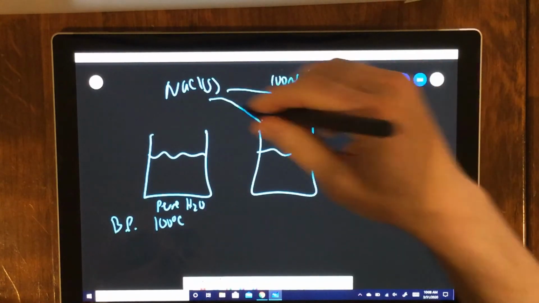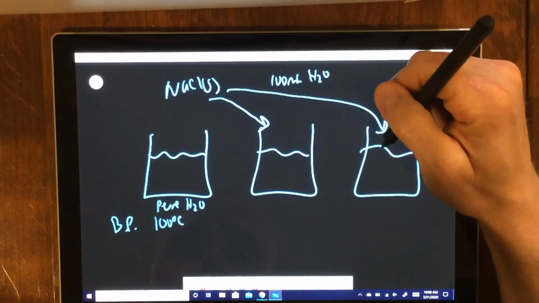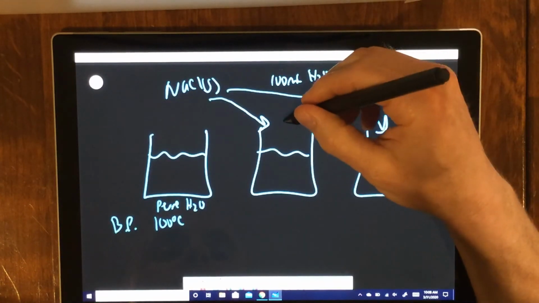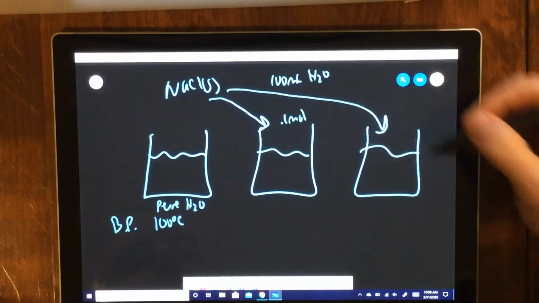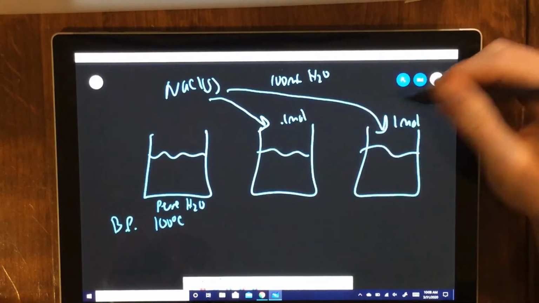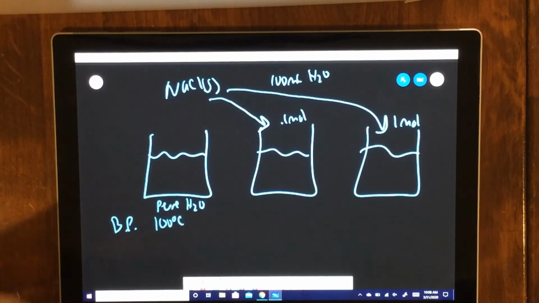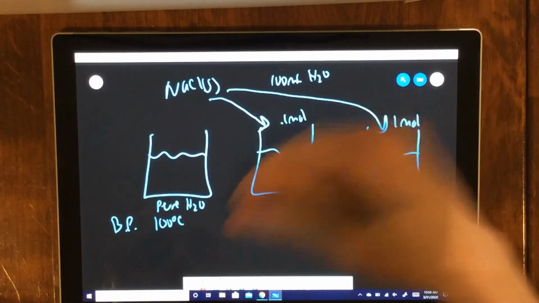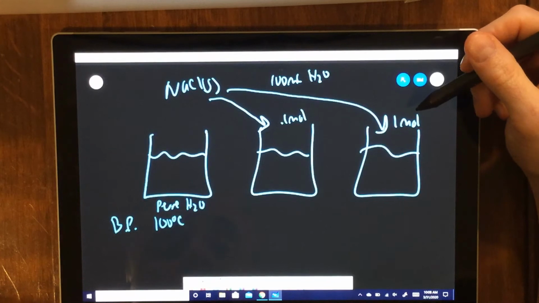Okay. If I add a little bit of salt to this, and I'm going to use some terms, let's say 0.1 moles, and I'm going to add 1 mole to this. We kind of know what moles are. We're going to do math. My math and chem unit is actually after solutions, but we're getting pretty close here.